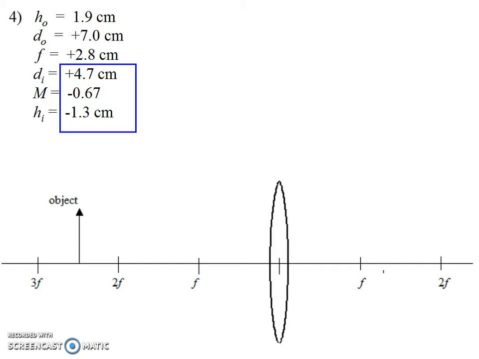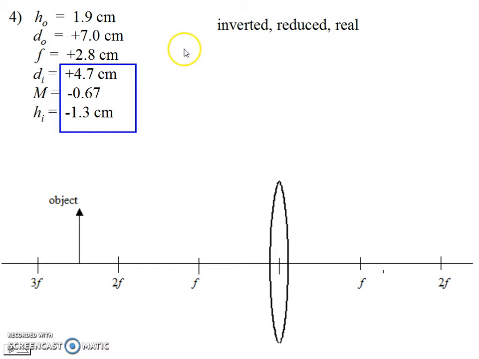Okay. How did you predict the image should appear? Well, hopefully you predicted inverted, reduced, and real. We have a positive image distance, which means it's supposed to be an inverted image. Inverted images always go with real images. We see our magnification number, absolute value is less than 1, so we were looking for a reduced image. We also got a negative magnification, which also tells us inverted and real, and a negative image height, which tells us inverted and real. So all these correlate. Definitely we should be getting inverted, reduced, and real.